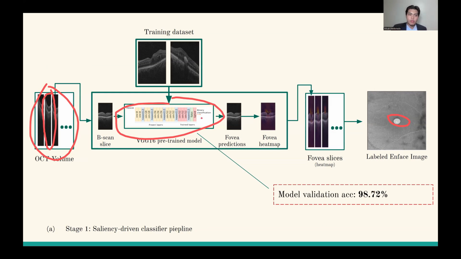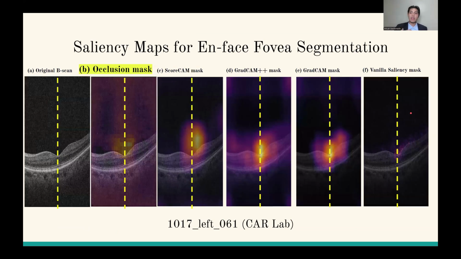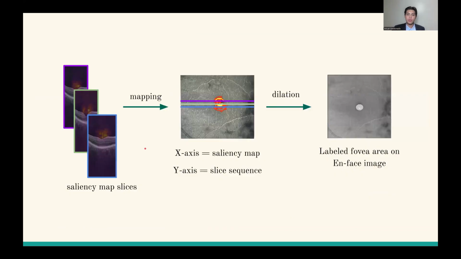Once we were able to isolate which of these B-scan slices had a fovea, we could then apply a heat map saliency to them to determine where the features relevant to locating the fovea were located. From these features, we could then map and determine where on the raw en-face image the foveal area would be located. We actually tried many different methods for heat map saliency and determined the occlusion mask was the most effective. This is because for occlusion mask specifically, there was a high concentration of saliency around the area of the fovea. This is what our mapping process looked like.